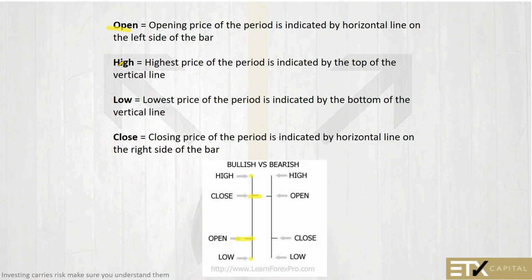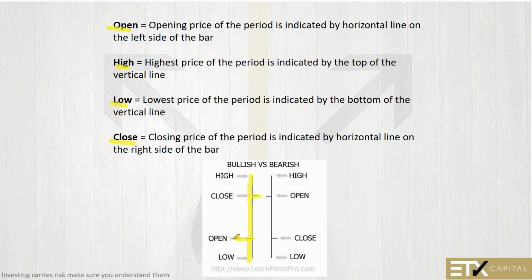So you have the open, the high, the low, and the close. And a bar chart is sometimes referred to as an OHLC, open, high, low, and close. Now, we simply draw a line from the high to the low. And that gives us our bar.